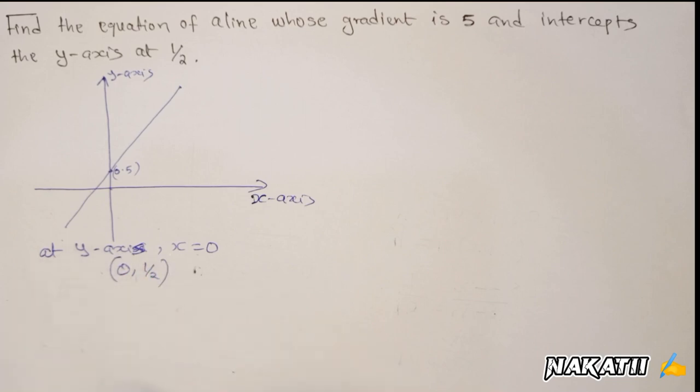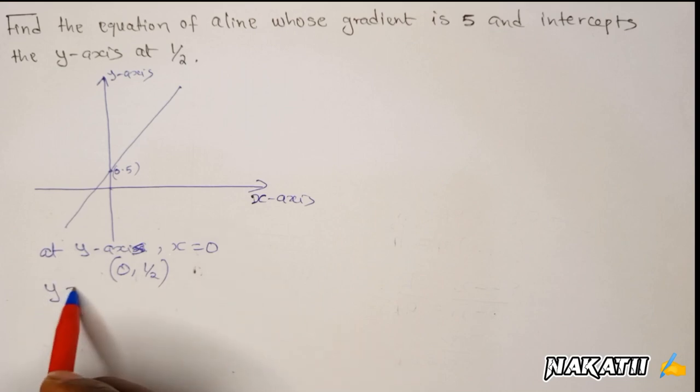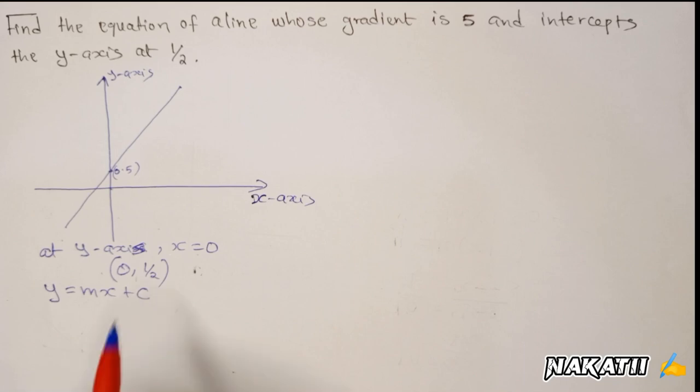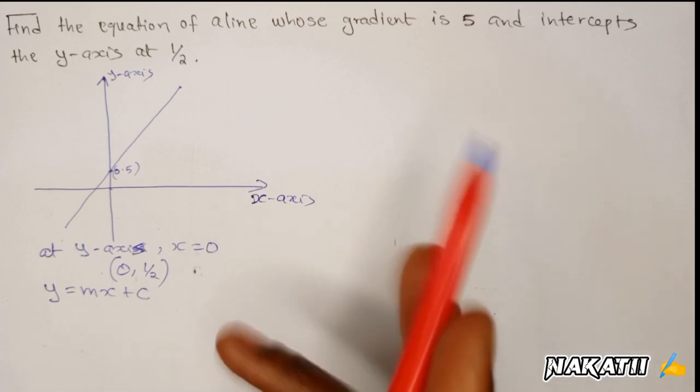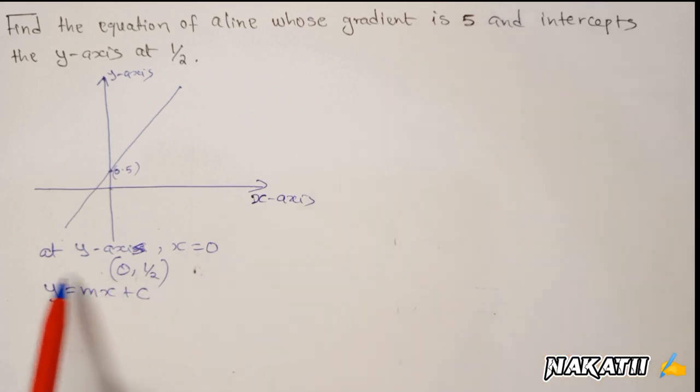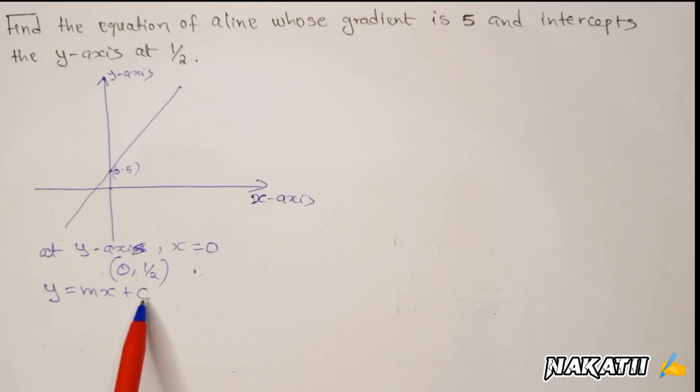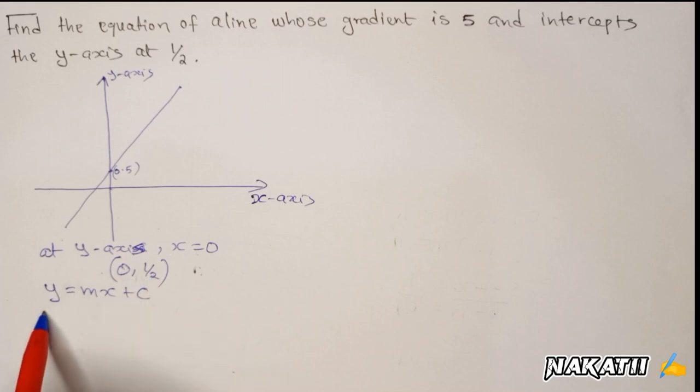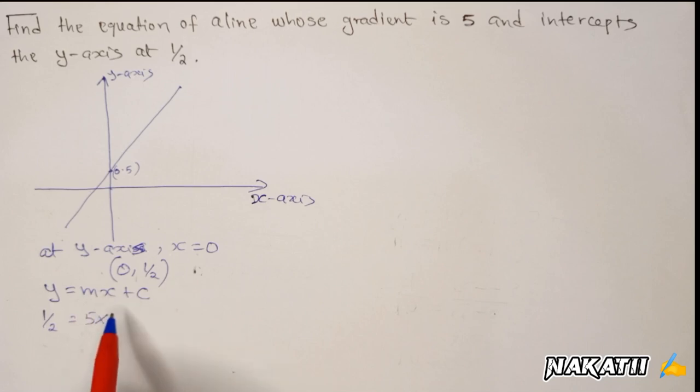So using the general equation of a line, which is y equals mx plus c, we can substitute. We know the gradient is 5, so we can substitute the values here so that we get what c is. Then we'll have found the equation. So y, our y is a half, is equal to m, which is 5, times x, which is 0, plus c. So this one will be 0. So our c will be a half.